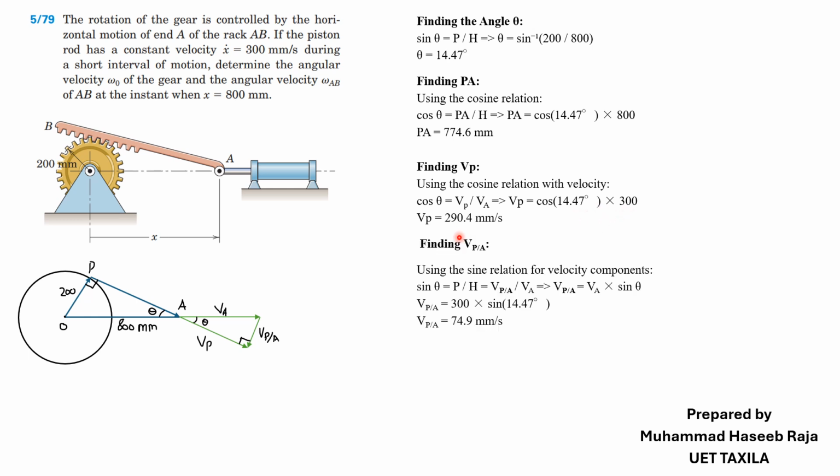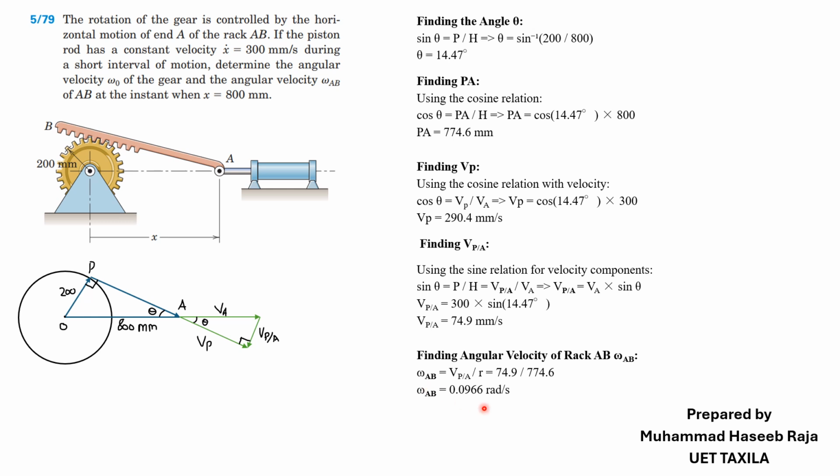Our next step is to find VP with respect to A. Using the sine relation, sine theta is equal to perpendicular over hypotenuse. Our perpendicular is VP over A and our hypotenuse is VA. Using this relation we find VP over A. In the next step we find the angular velocity of the rack AB.